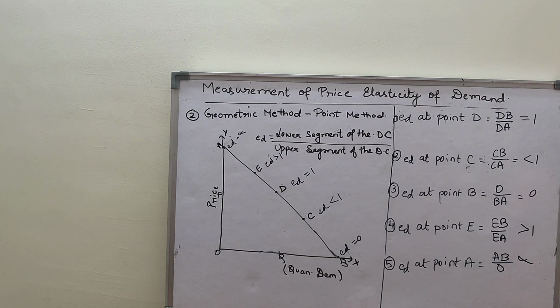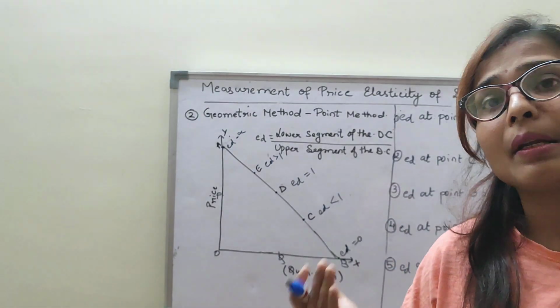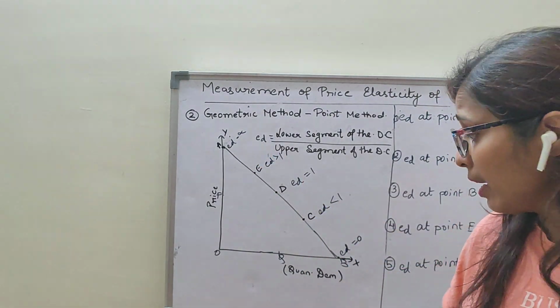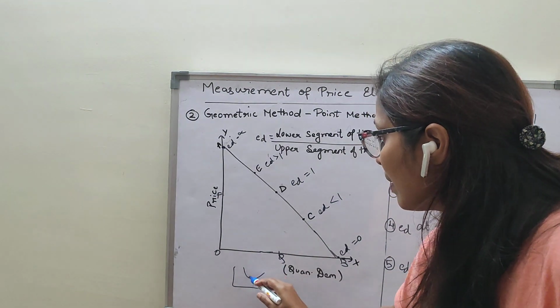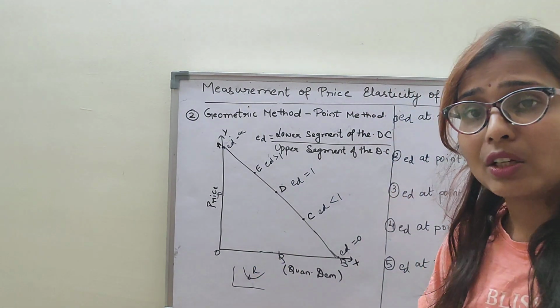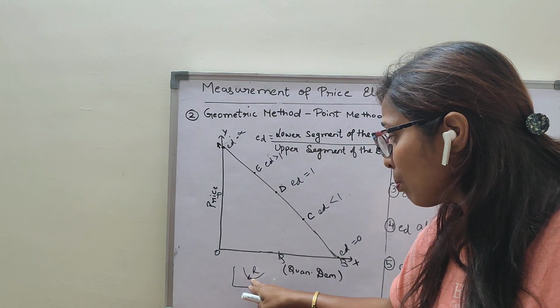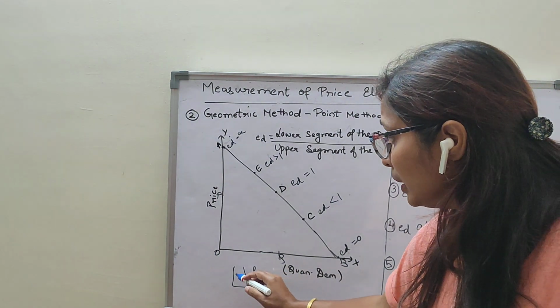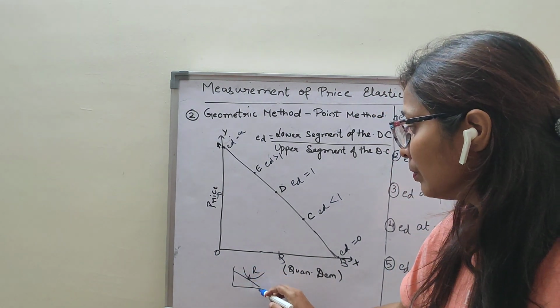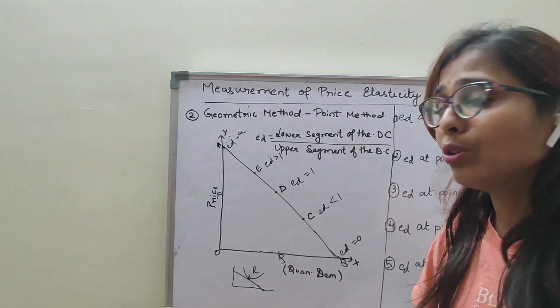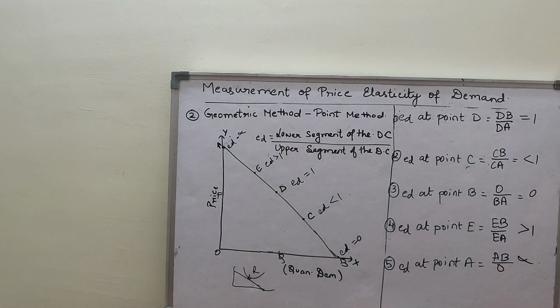Now if I ask you how to measure the price elasticity of demand on a non-linear demand curve, that means one which is not a straight line. If I ask you to find out the elasticity at point R, how do you find it? This is not a straight line, this is a non-linear demand curve. Now to measure the elasticity at point R on the non-linear demand curve, we need to draw one tangent to the demand curve. Clear? We need to draw one tangent to the demand curve and we can measure the elasticity of the tangent at the point R through the above formula, that is the lower segment by the upper segment.